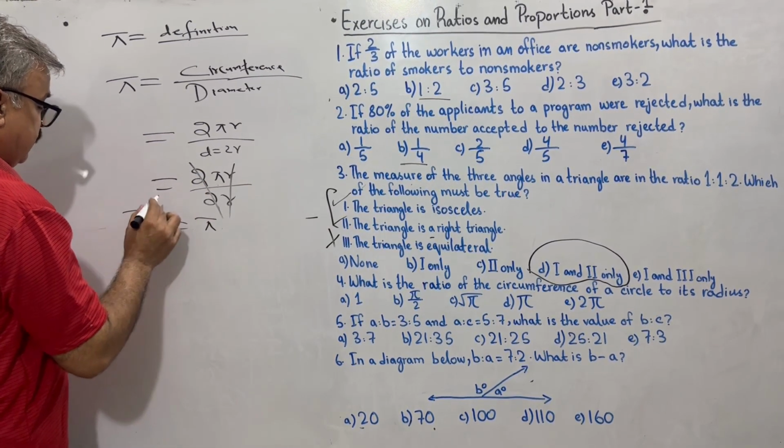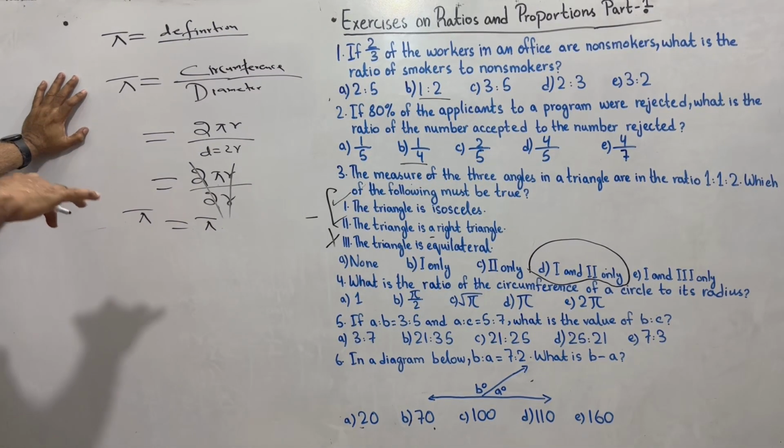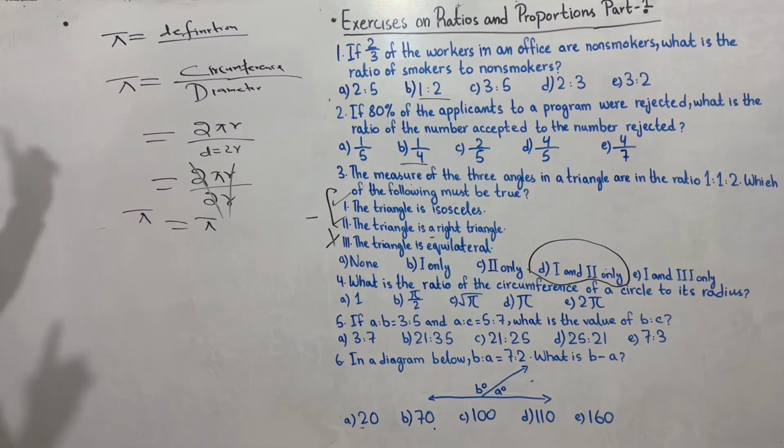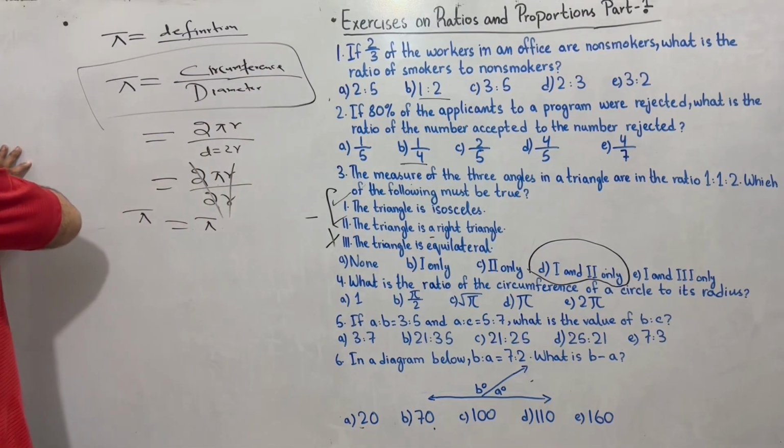So that is the definition of pi. We are familiar: pi is the natural number approximately equal to 3.1459, or approximately 22 over 7. That is the value. The definition of pi is given by circumference divided by diameter.